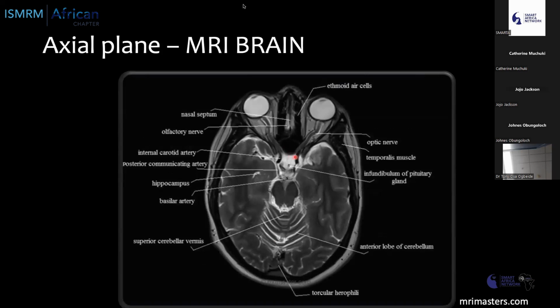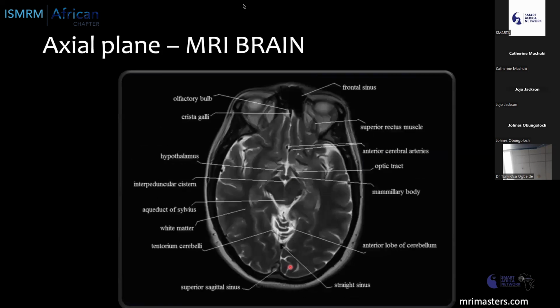Okay, we are also able to appreciate the signal void of vessels. So this is the internal carotid arteries as we see it, and we see the small dot as the infundibulum of the pituitary gland. As we come up, the infratentorial structures tend to disappear, and we see more of the lobes. So we have the temporal lobes, and the occipital lobes will be appearing. Okay, so we have the occipital lobes here.